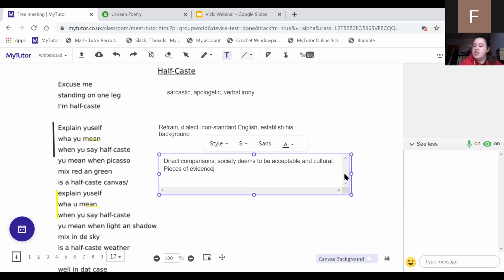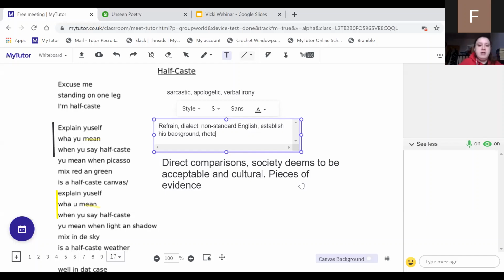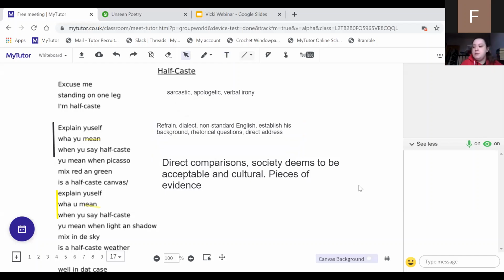He's challenging. We've got rhetorical questions, which I missed out here. So what do you mean? And have I said direct address? I haven't said direct address. So we've got direct address with you. Obviously, it's not spelt correctly, but that is for dialect purposes to establish his own identity.